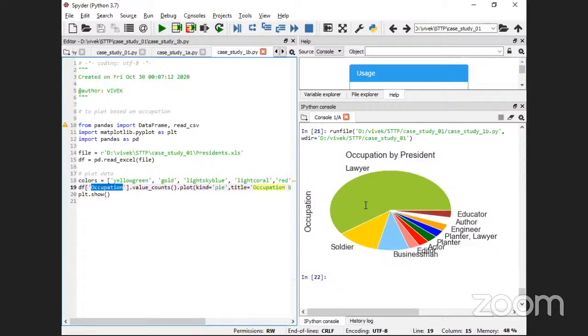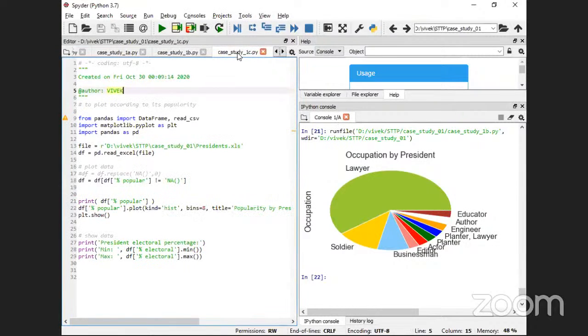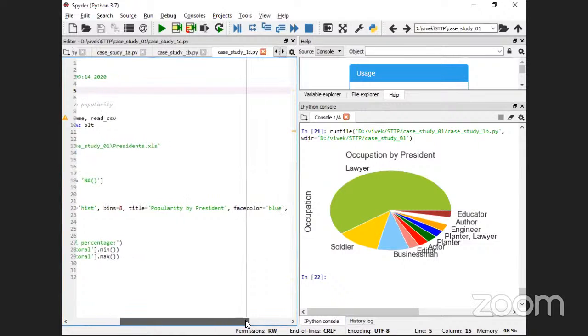Right. Now let us go for the fourth analysis. So it is about popularity president-wise. So let's say which president has gained the popularity. What is the percentage of minimum popularity, maximum popularity? So for this, you need to go for getting the frequency, right? So what is the popularity of the president by means of percentage?